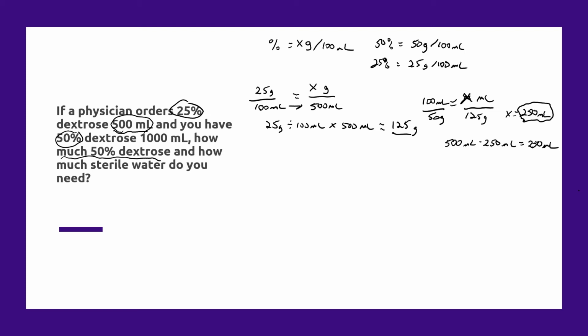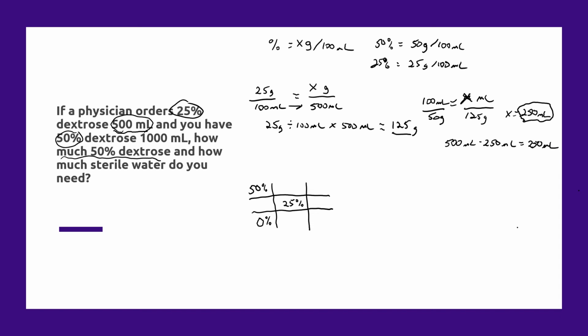Now, to solve this using alligation, let me go ahead and show you how we do that. Anytime you do alligation, you're going to set up what looks like a tic-tac-toe diagram. You put your higher concentration that you have on hand in the upper left. So in this case, it's going to be 50%. And you put your lower concentration on the lower left-hand side. In this example, it's 0%. Sterile water has no dextrose in it. And you put your desired concentration in the middle. So we're trying to get to 25%.